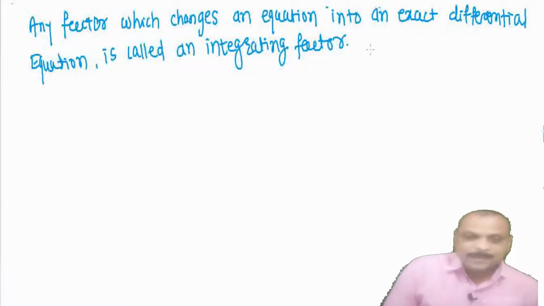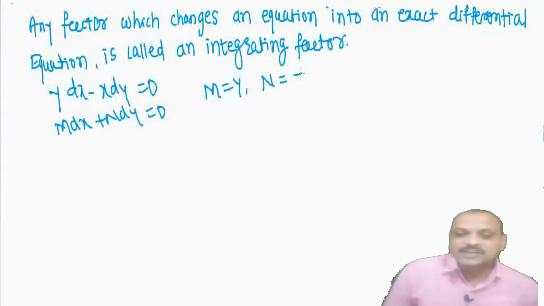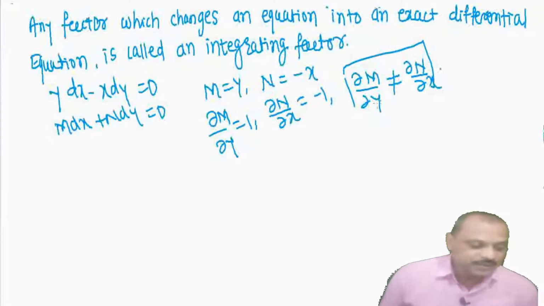Here let us see y into dx minus x into dy equal to 0. If we compare this with M dx plus N dy equal to 0, we get M equal to y, N equal to minus x. Now let us differentiate this. Del M by del y equal to 1, del N by del x equal to minus 1. So here del M by del y is not equal to del N by del x, and hence this equation is not an exact differential equation.